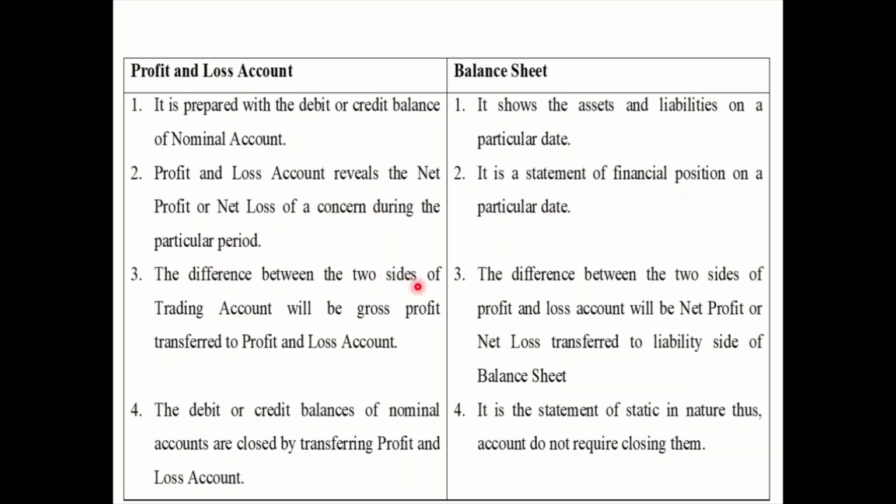The difference between the two sides of the trading account will be gross profit and is transferred to the profit and loss account. The difference between the two sides of the profit and loss account will be net profit or net loss, transferred to the liability side of the balance sheet. The debit and credit balances of nominal accounts are closed by transferring to the profit and loss account. Balance sheet is a statement that is static in nature, thus accounts do not require closing.